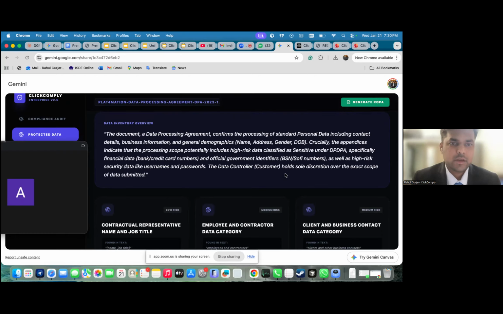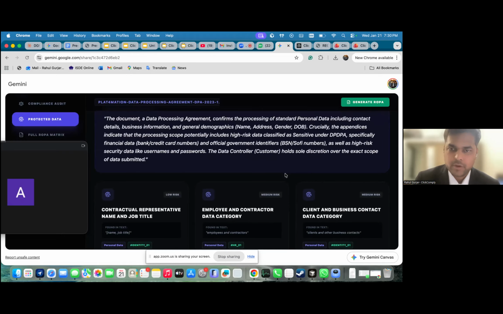So the data inventory overview would be that the document, a DPA, confirms the processing of standard personal data, including contact details, business information, general demographics, name, address, gender, DOB. Crucially, the appendices indicate that the processing scope potentially includes high-risk data classified as sensitive under DPDP, specifically financial data, credit card, bank numbers, official government identifiers, as well as high-risk security data like usernames, passwords, etc. The data controller holds sole discretion over the exact scope of data submitted.